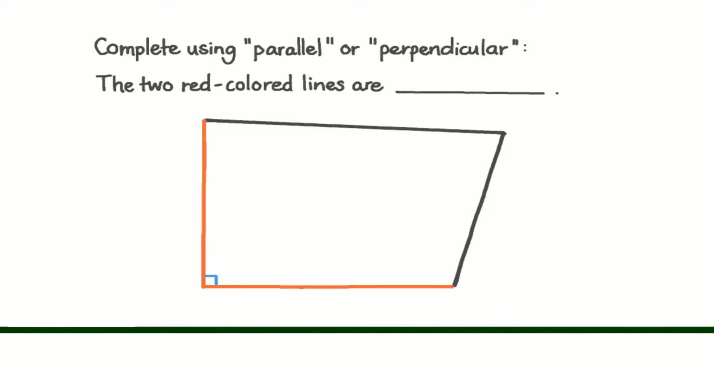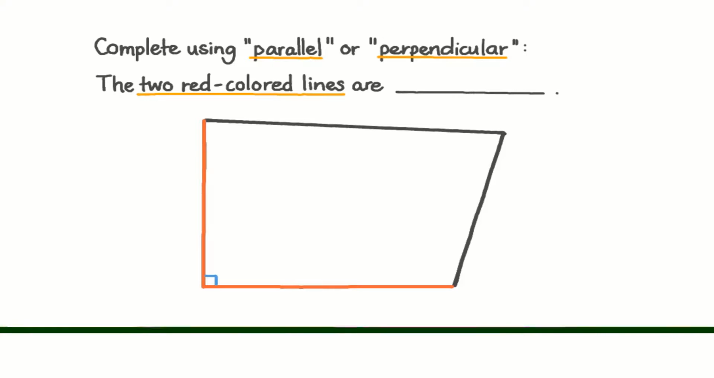Complete using parallel or perpendicular. The two red-coloured lines are what? In this question, we're given a picture of a shape, and two of its sides are coloured red. Now, how can we describe these two red-coloured lines? Are they parallel or are they perpendicular?